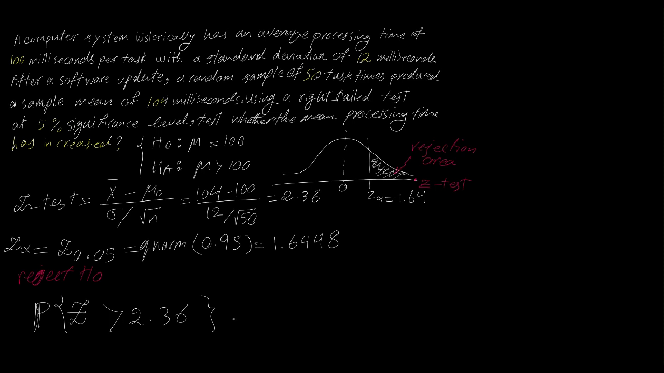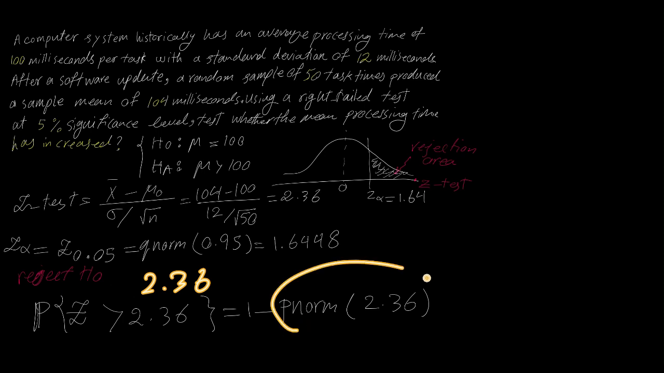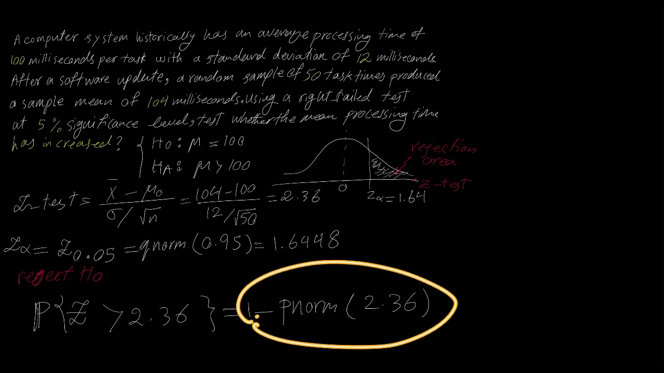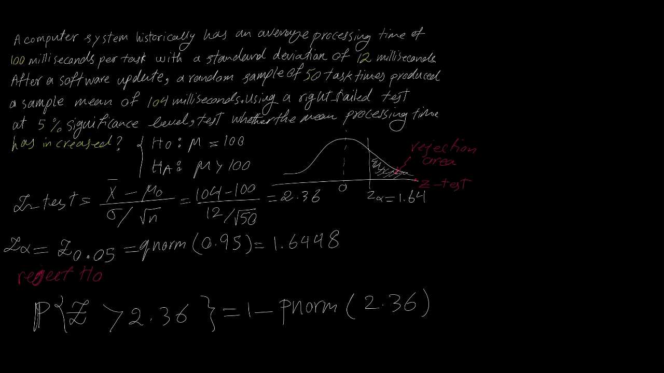This is the normal distribution, and we know how to find the probability greater than some specific value, 2.36. So it's equal to 1 minus pnorm of 2.36. Because you remember, for the normal distribution, when we compute the probability of a random variable less than some constant, for example 2.36, we use pnorm. Now for random variables greater than 2.36, it's the complement, so it's 1 minus pnorm. Now we compute this to find the p-value. It's equal to 0.009. So this is the p-value.